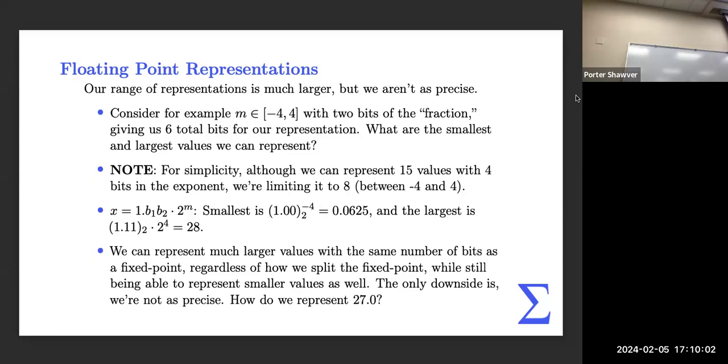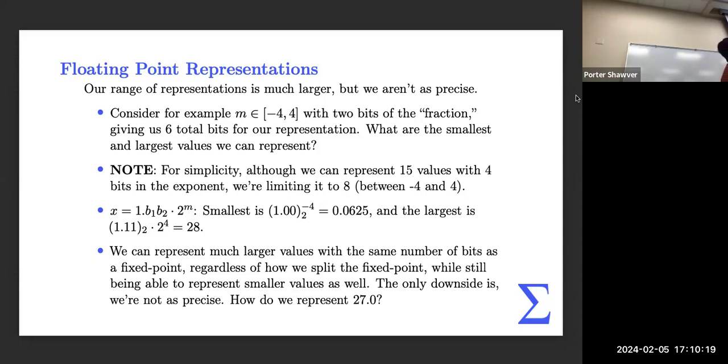So using a floating point representation, because we let the float vary, with just 6 bits we can represent way larger numbers than we could with a fixed point representation. And we can also get more precise. But you can't really get precise between numbers, if that makes sense.